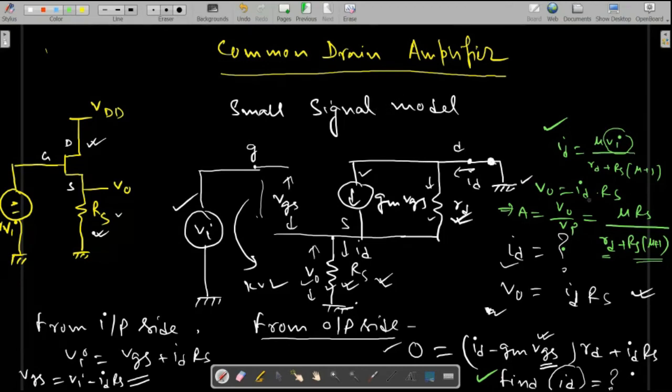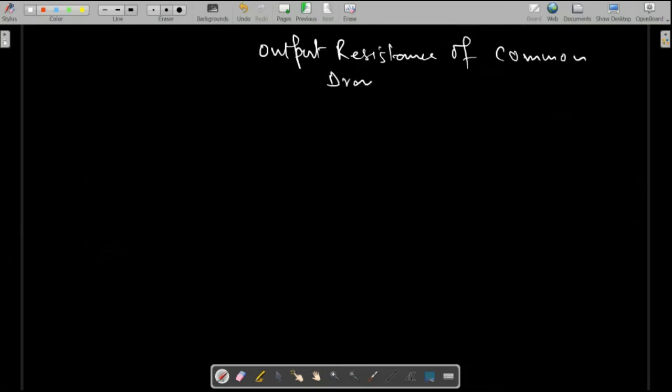So you can calculate this part. So to find the voltage gain, and the remaining part is output resistance. So let's find out the output resistance of the common drain amplifier.